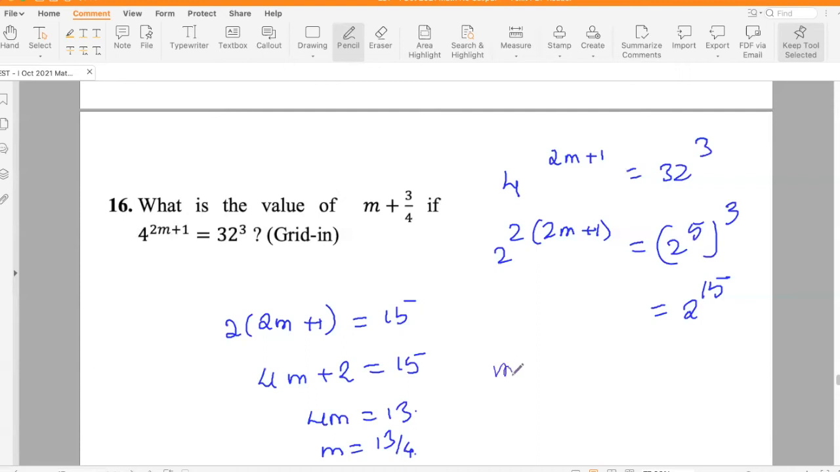So we need m + 3/4. So that's (13 + 3)/4. So that's 16/4. So that's 4.